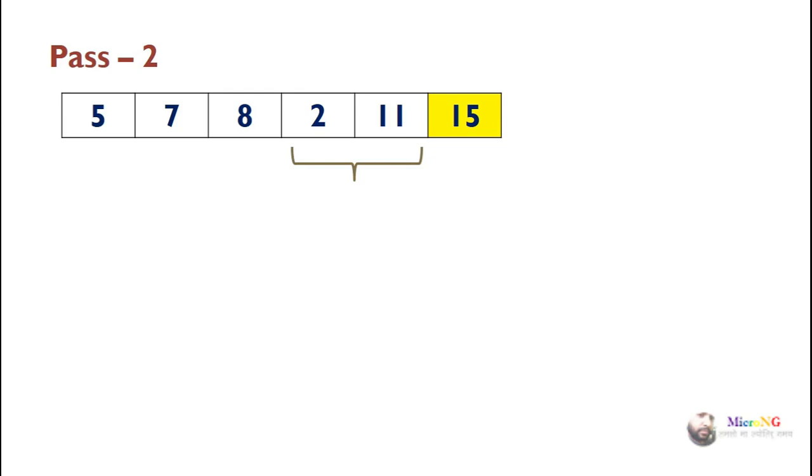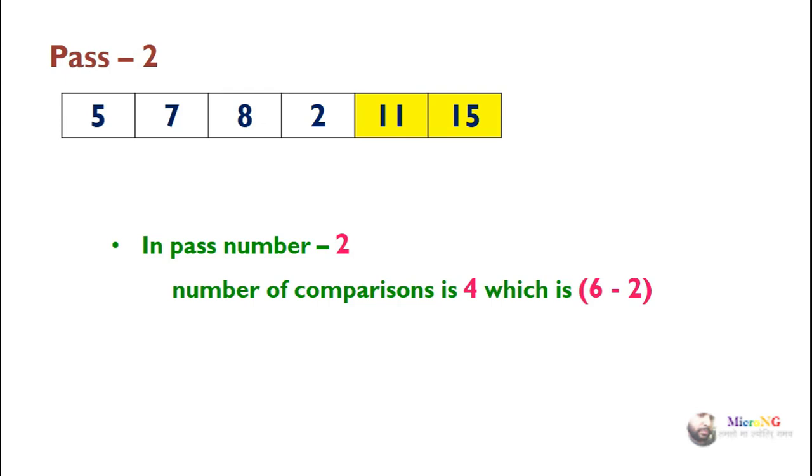So we have finished with pass 2. We can see that the second highest number reaches the second last place of the array. Here 11 has reached the second last place, so 11 and 15 now become part of the sorted order. So we don't have to further process 11 and 15. In pass 2, we have made 4 comparisons in total, which is equal to 6 minus 2. 6 is the total numbers present in the array and 2 is the pass number.